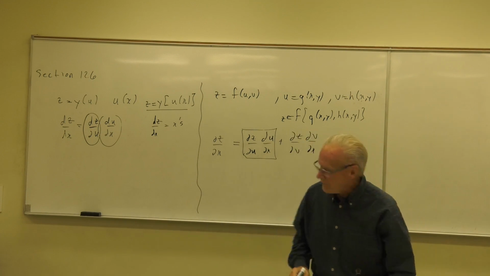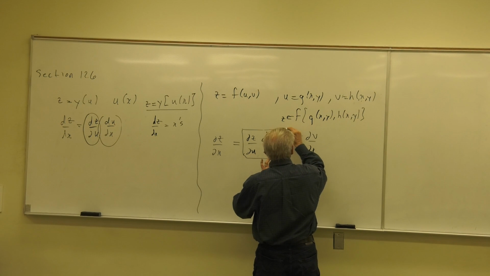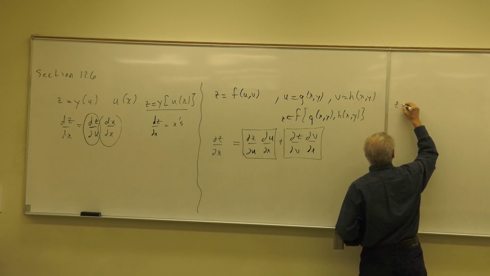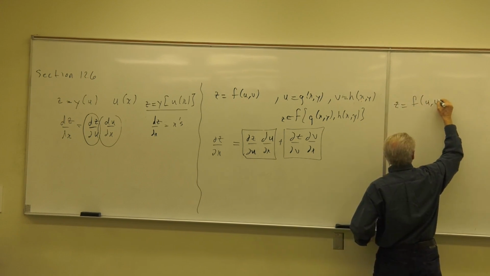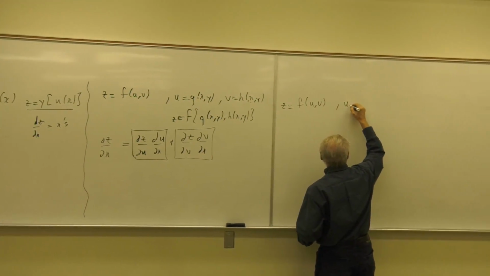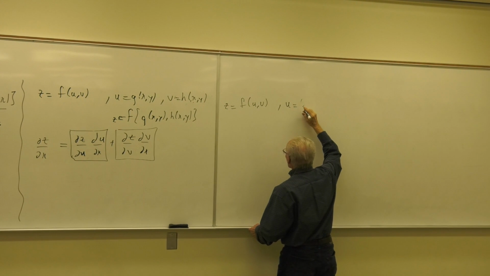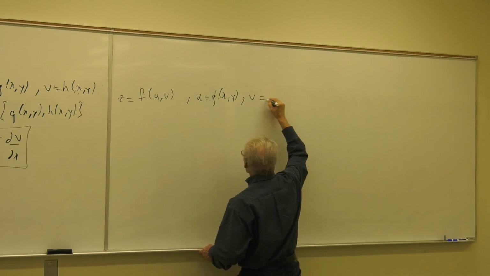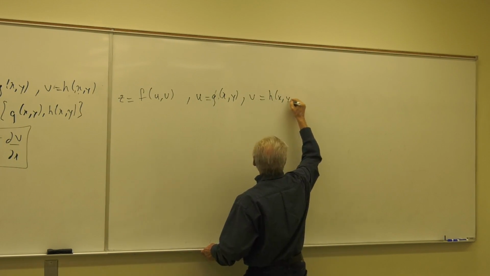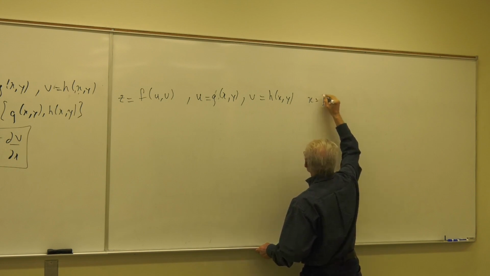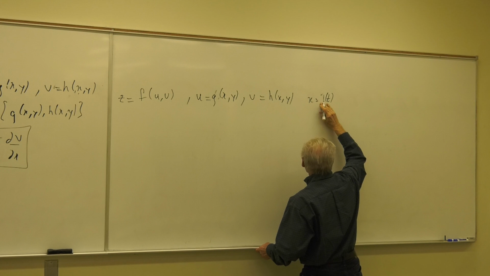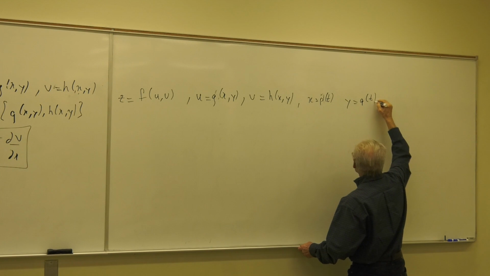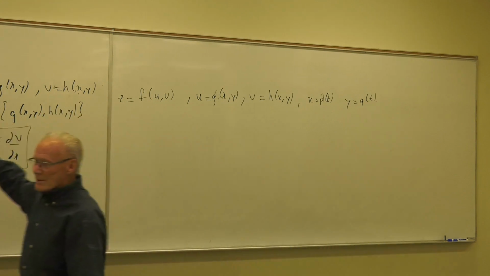So there's one scenario. Right? Think about this, I said a minute ago, because I'm going to give you another scenario. I'm going to tell you that z is a function of u and v. I'm going to tell you that u is a function of x and y. I'm going to tell you that v is a function of x and y. But then I'm going to tell you that x is a function of t, and y is a function of t also. So a few more functions than we had in this example.